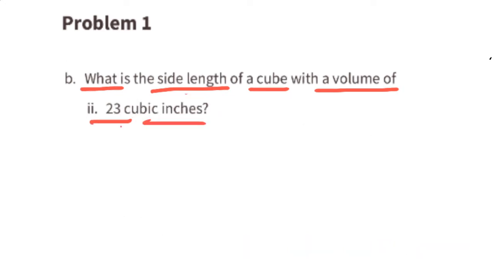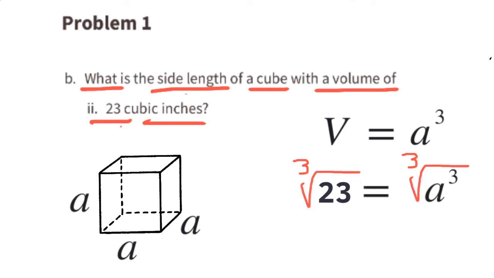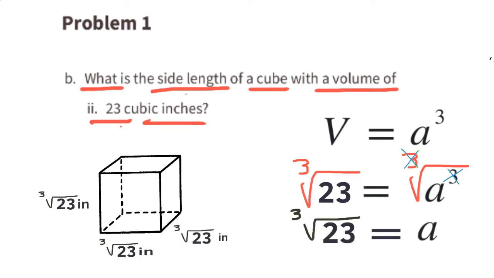What is the side length of a cube with a volume of 23 cubic inches? We'll start with the volume equals a to the third power. That stands for the 3 dimensions in the 3-dimensional cube: height times width times length. A to the third power equals 23, or 23 equals a to the third power. That means that each side length must be the cube root of 23. That means that each side length a is the cube root of 23 inches.